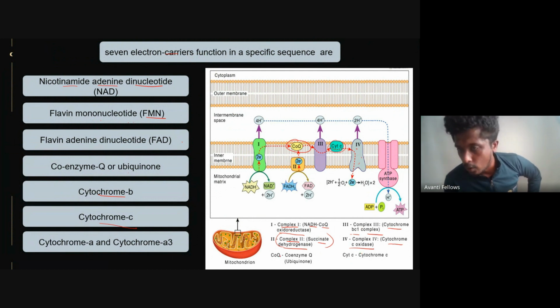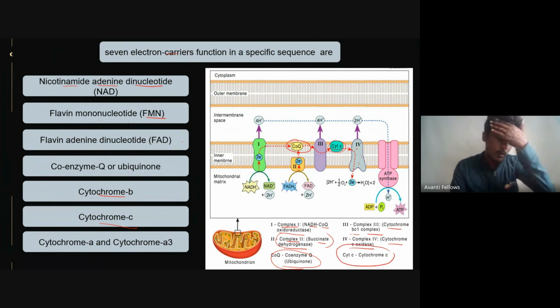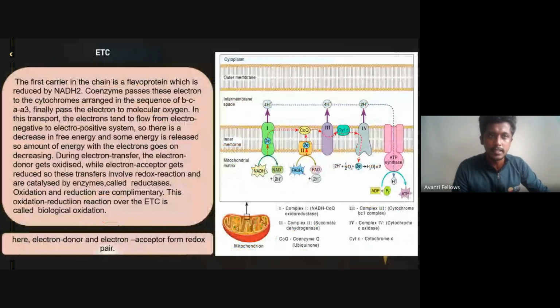And then what do we have as the carriers? One, we have CoQ, that is coenzyme Q, which is also called ubiquinone, very important. And the other one is called cytochrome C, very, very, very important. So, okay, I will tell you about what to remember in this, so it becomes easy. So what is happening here? Here, something very important happens.